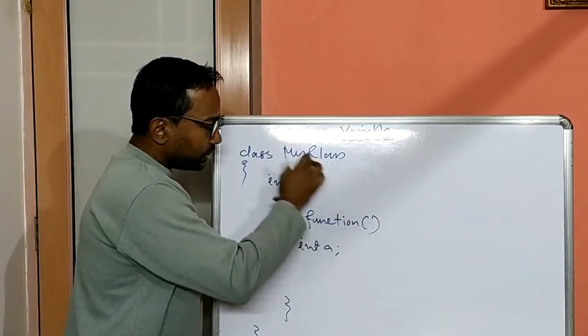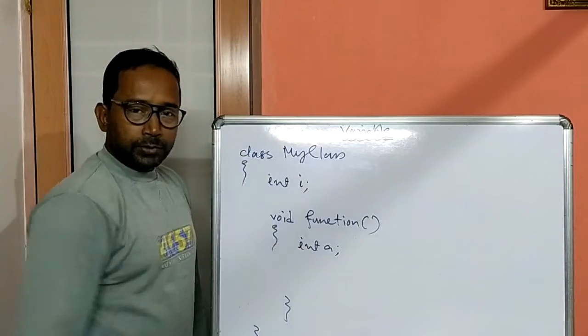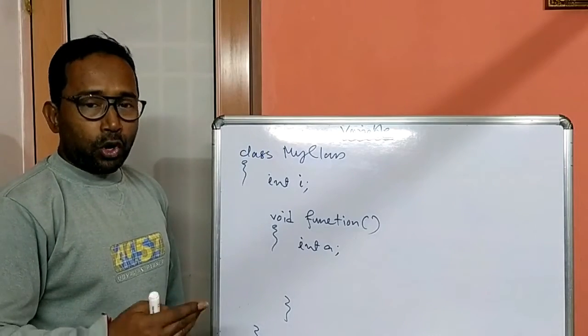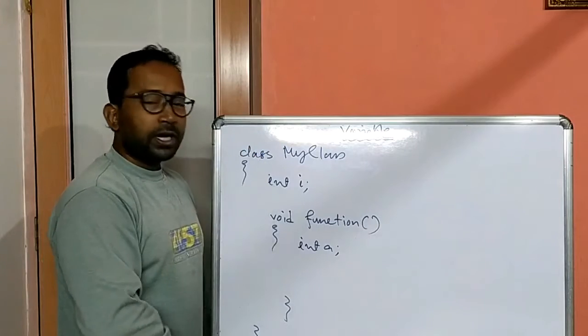This section, outside of all functions in a class, is called the general declaration section. Whatever variable we declare here, maybe a value type variable or a reference type variable, those variables are global variables and can be accessed globally in a class.